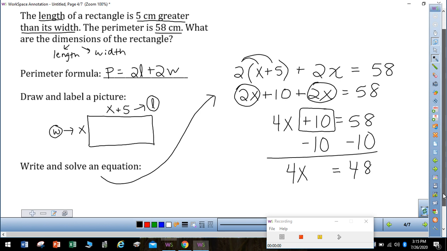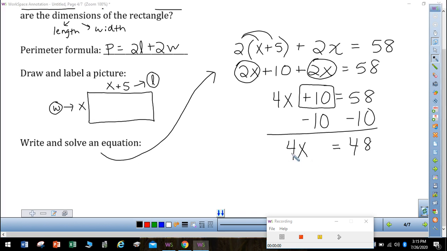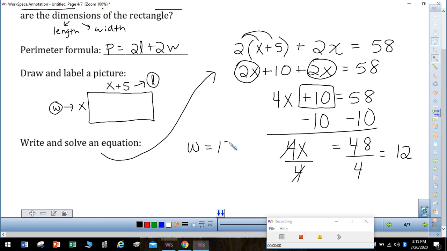All right, now for our final step to get x by itself, if we want to undo multiplying by 4, we're going to divide both sides by 4, and 48 divided by 4 is 12. We're not done yet. Remember the original question was asking us the dimensions of the rectangle. So if x is 12, that means that the width is equal to 12. And remember that the length was 5 centimeters greater than the width, so 12 plus 5 would make that 17. Let's add units onto our answer. We'll put centimeters on the end of that.